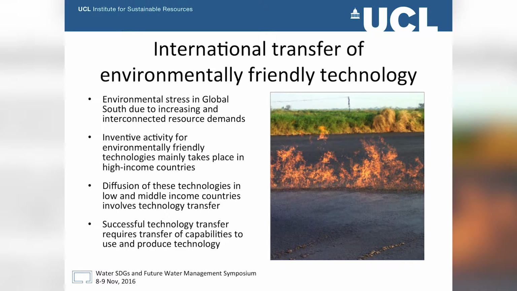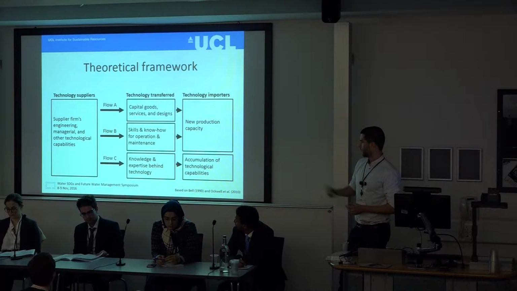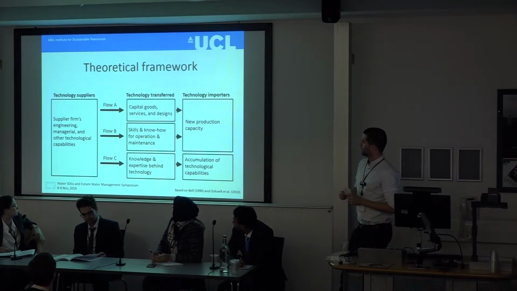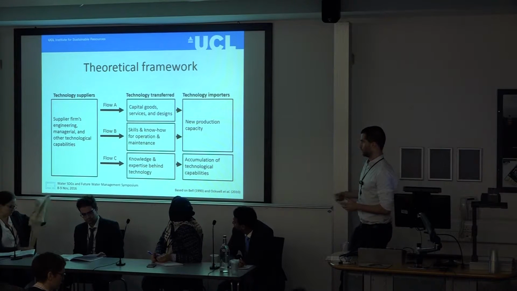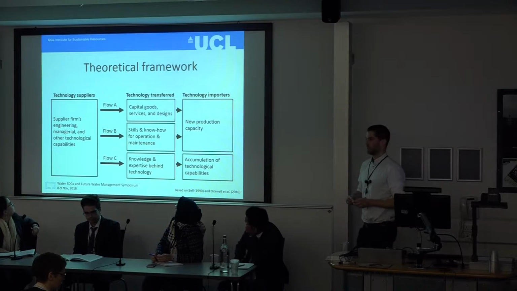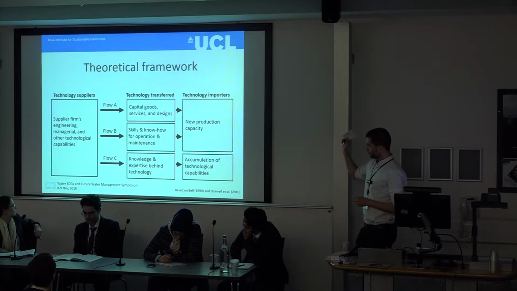So much for context. To go into some more detail about this last point, I'm using a theoretical framework by Martin Bell and David Ockwell, who work at SPRU at the University of Sussex, very influential scholars. They distinguish between three different components of technology transfer. Flow type A consists of capital goods, services, and designs. So these are the artifacts, if you will. Then flow type B is skills and know-how for operation and maintenance. Together, flow type A and B lead to the development of production capacity at the technology receiving firm or country.